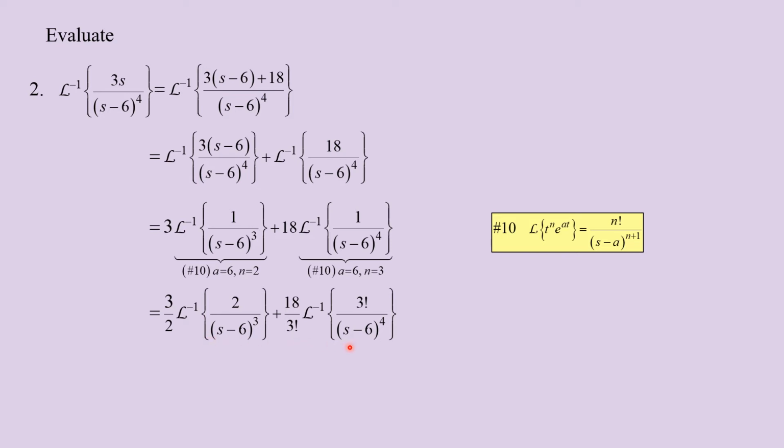Next step is to apply formula number 10. For the first term, we get 3 over 2 multiplied by t to the power of n. Now n is equal to 2, so we have t squared, e to the power of 6t, where a is equal to 6. For the second part, 18 divided by 6 is 3, and the inverse of this, using this formula, is t to the power of 3, with n equal to 3, e to the power of 6t. So the inverse Laplace transform of 3s divided by (s minus 6) to the power 4 is equal to 3 over 2 t squared e to the power of 6t plus 3t cubed e to the power of 6t.